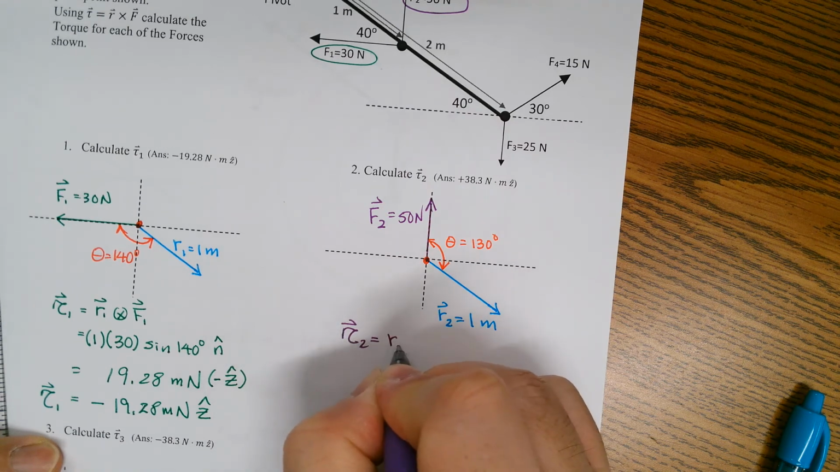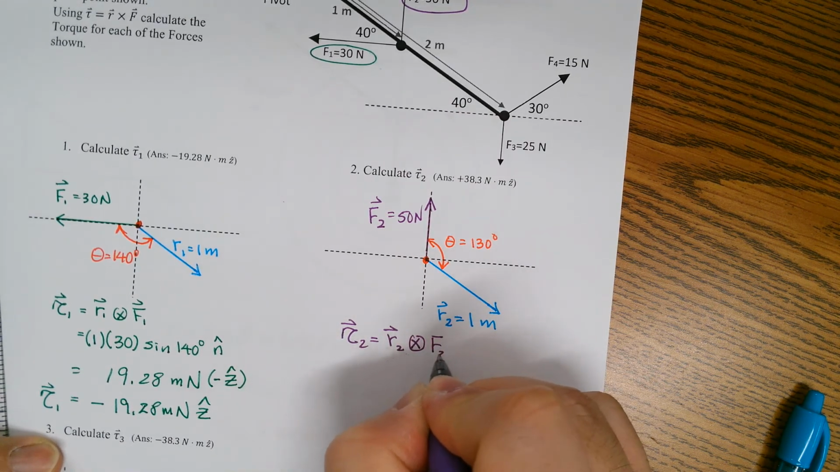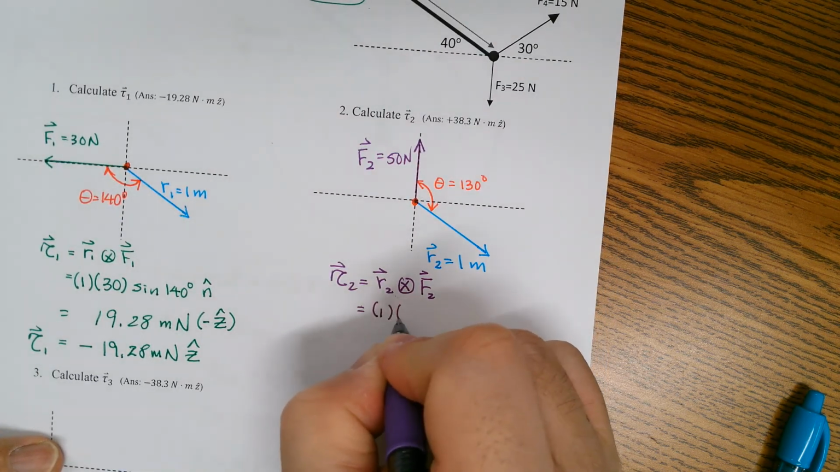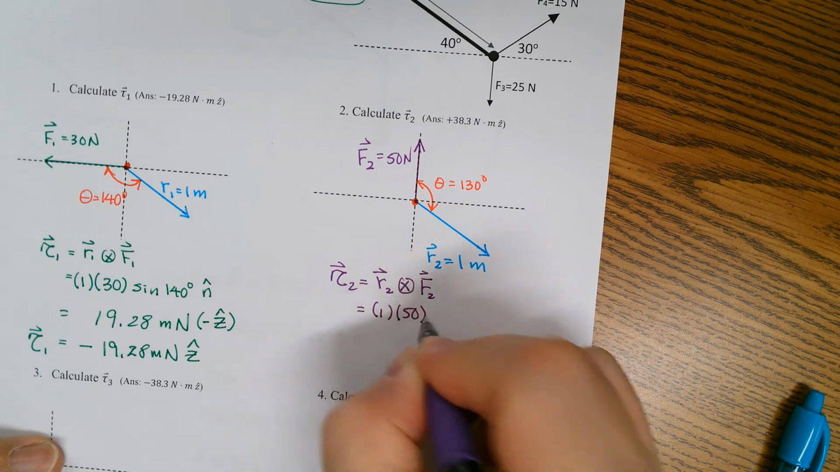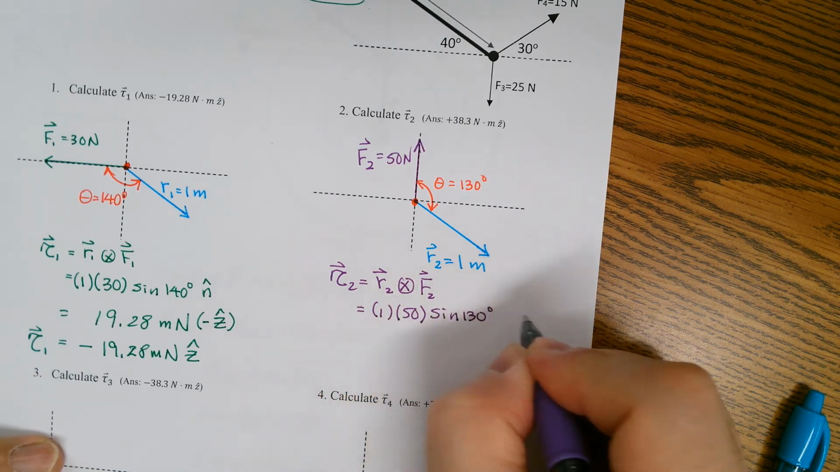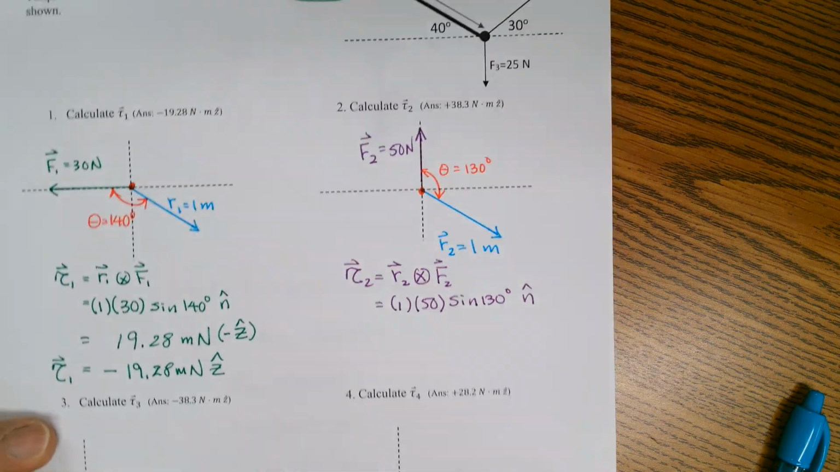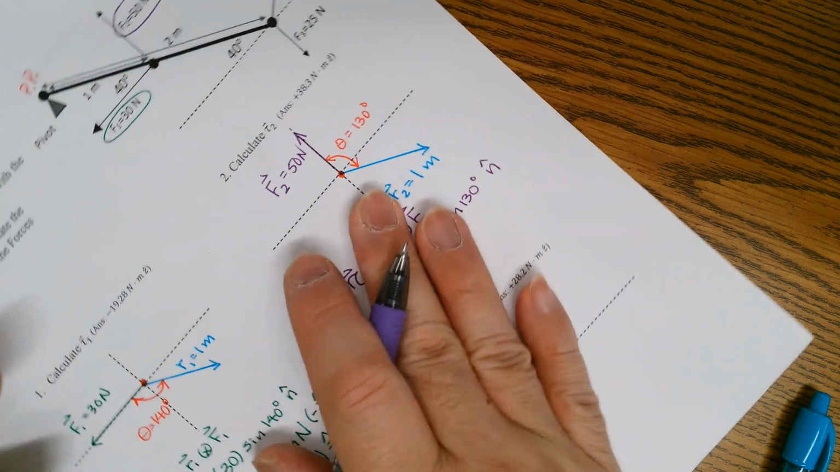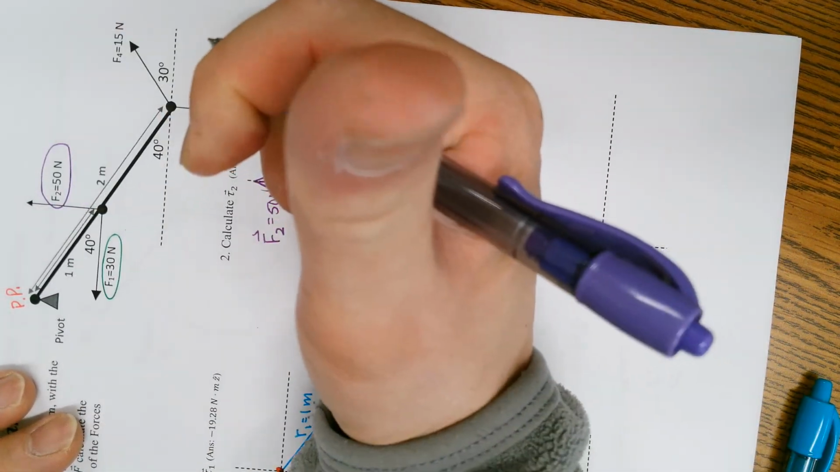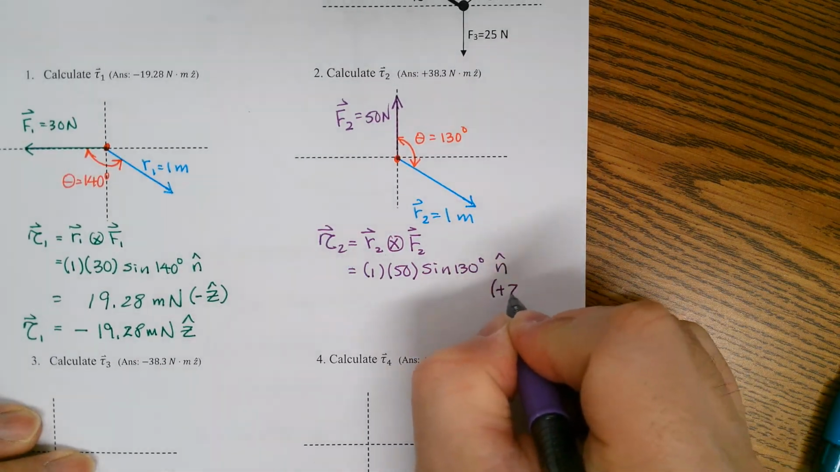So you can say my torque 2 is equal to R2 cross F2, right? And that is 1 times 50 times sine of 130 degrees n hat. Well, what's my n hat? Well, R cross F, my thumb is pointing up, so that's positive z hat.